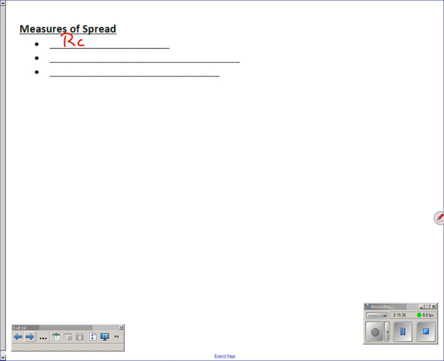First one's range, which everybody should be familiar with, which cannot always be reliable. So we also have to look at something called the interquartile range. Does that ring any bells? Who remembers at least hearing that phrase at some point? Interquartile range. I abbreviate it as IQR. And the last one, which I think is the most important one, but we're going to talk about that tomorrow, is your standard deviation.